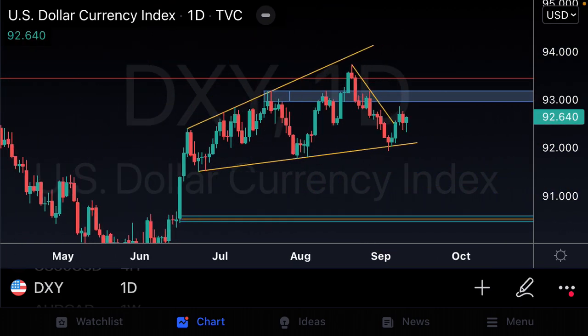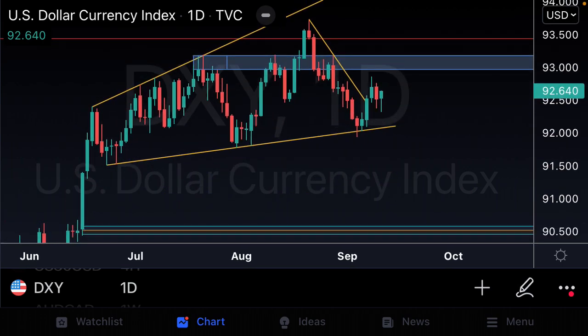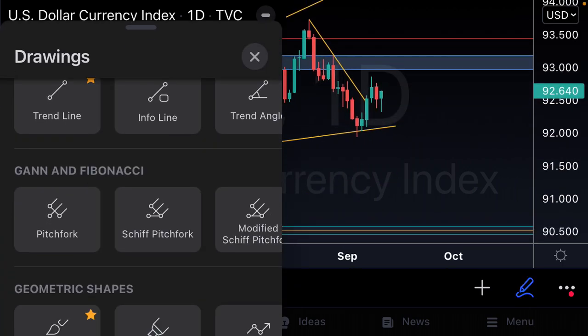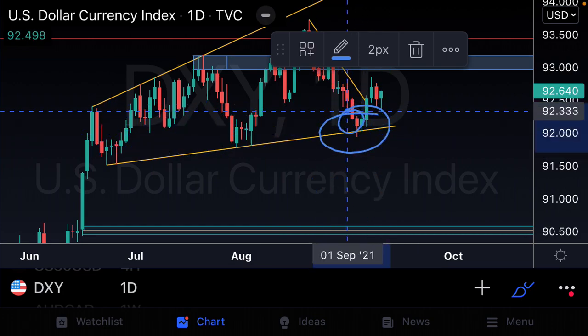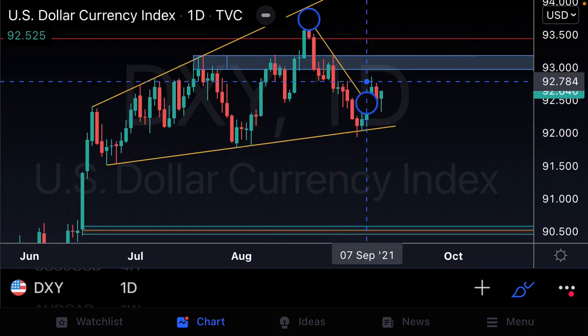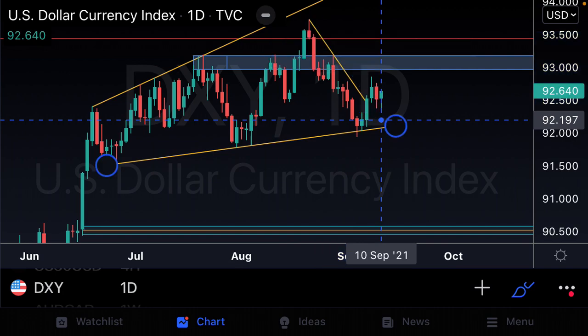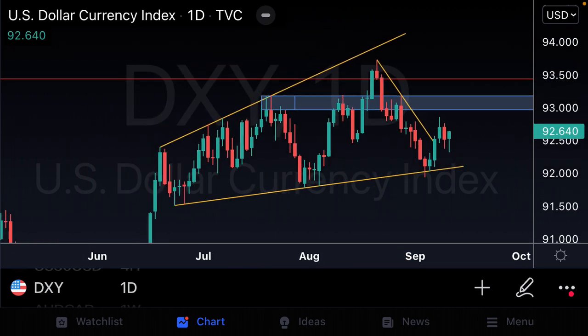Now, what we need to speak about with this expanding structure: last week when we looked at this pair, guys, we were at the support of this expanding structure. We expected some bullish price action and maybe even a violation of this resistance trend line over here to begin to start looking for those bullish biased setups. But let's look at the price action here on the daily, guys.